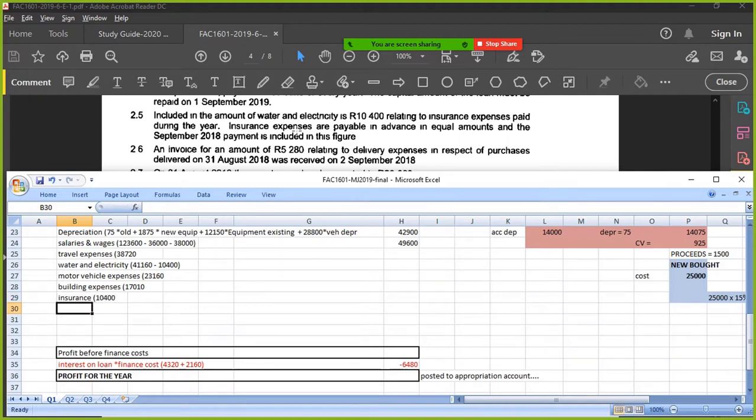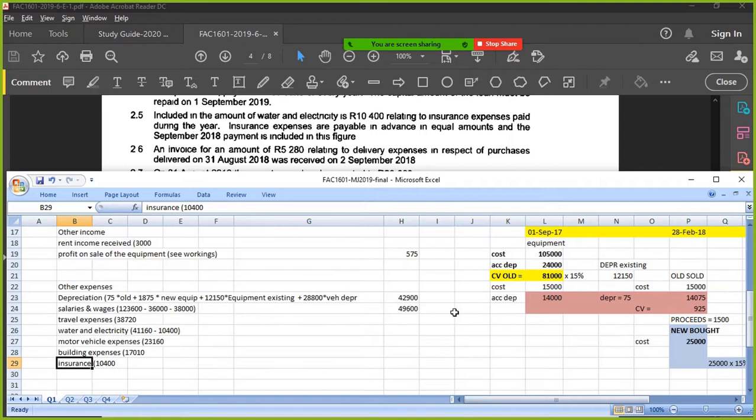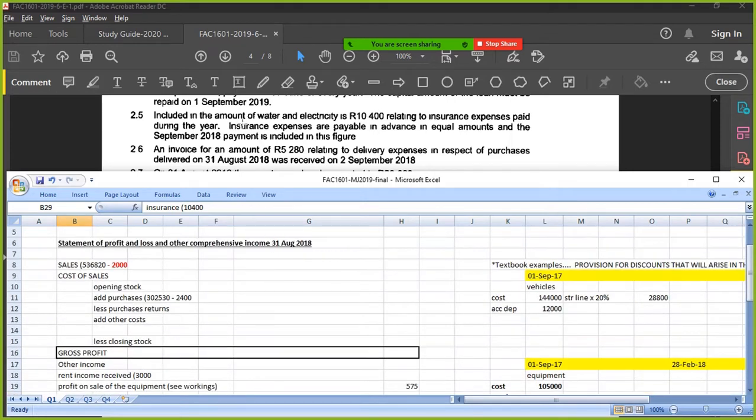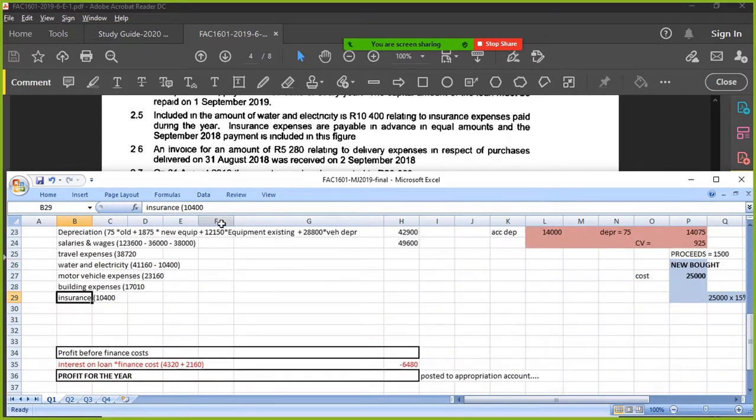Okay, then they tell you insurance expenses are payable in advance in equal amounts, and the September 2018 payment is included in this figure. All right, so that means you've paid for how many months? 13 months, because the month end is August, but you've already paid for September. All right, so minus, open brackets, 10,400 divided by 13, minus 1 month. Does it make sense? Yes. Okay, copy paste.